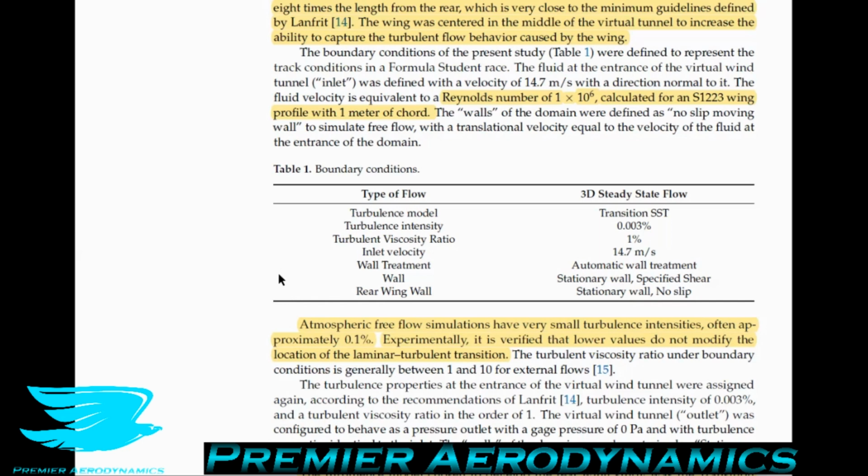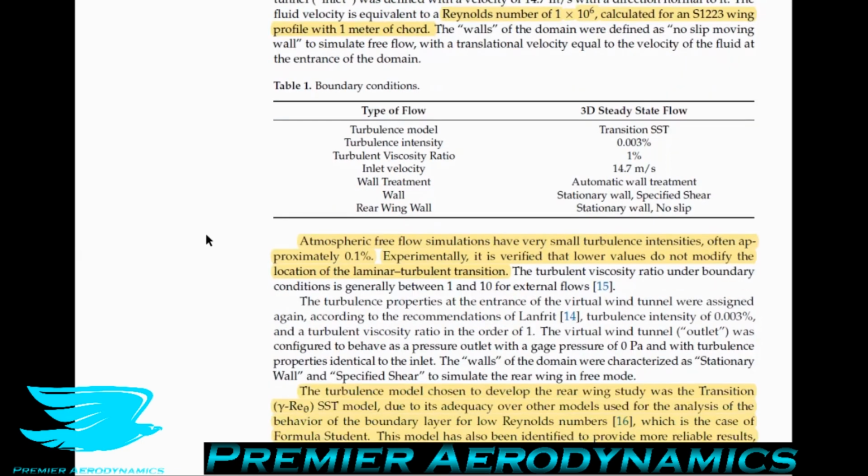So experimentally, let's move on. Experimentally, it is verified that lower values of this free stream turbulence intensity level don't affect the laminar transition. So they're saying that using lower turbulence intensities is okay, but I would argue that probably a higher turbulence intensity is better here, and also would probably help, because the high turbulence intensity level will increase the angle of attack that you can push your airfoils to and still produce lift.